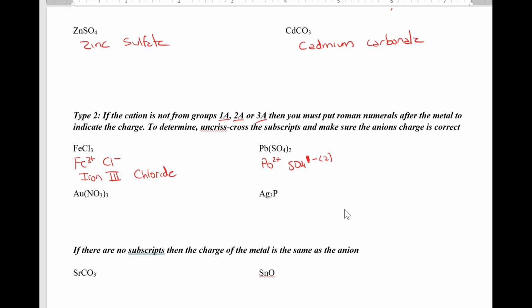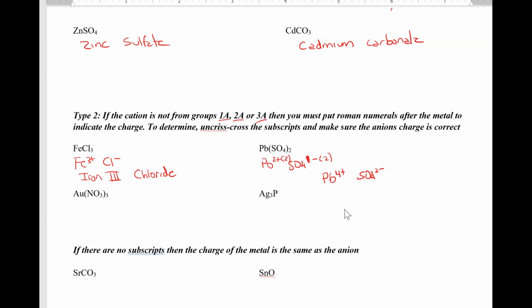Since I'm doing it to this, I also have to do it to the cation, so I'm going to multiply that by 2. So we end up getting lead +4, SO4 -2. So the anion has the correct charge. Remember in this situation, it had the correct charge from the get-go, so we don't have to do anything like this. This one it didn't, so you have to take that extra step.